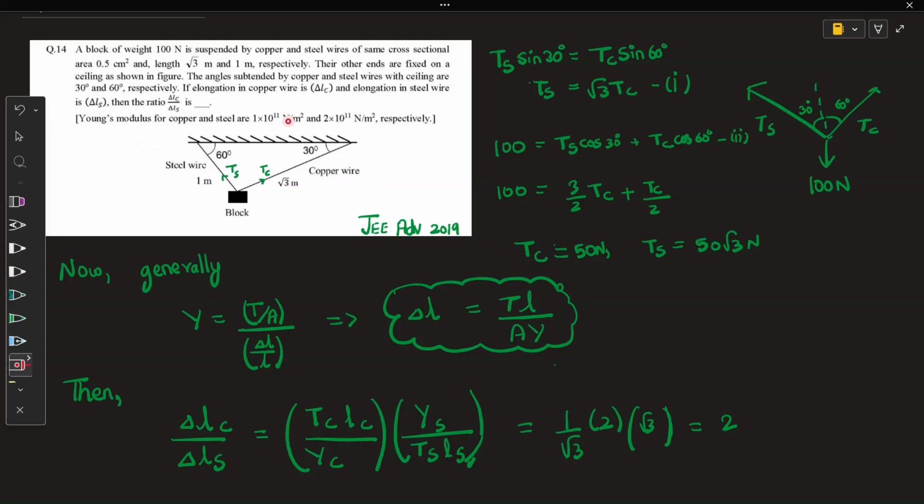So if you see directly, the ratio is 2 for the Young's modulus, where YS by YC is 2. So I can write it as 2. TC by TS is nothing but 1 by root 3. And LC by LS, so root 3 by 1. If you directly write, it's 2. That's it. So we couldn't find much more difficult questions.